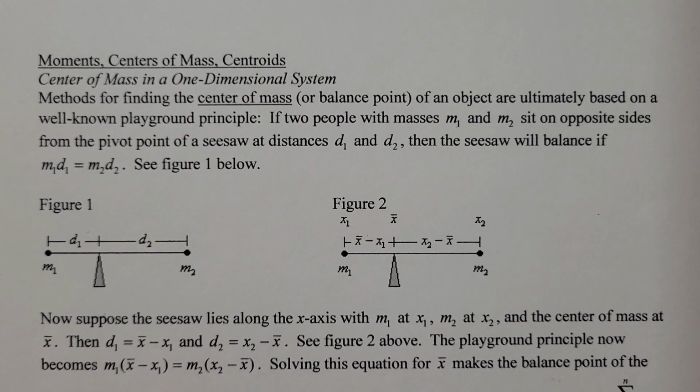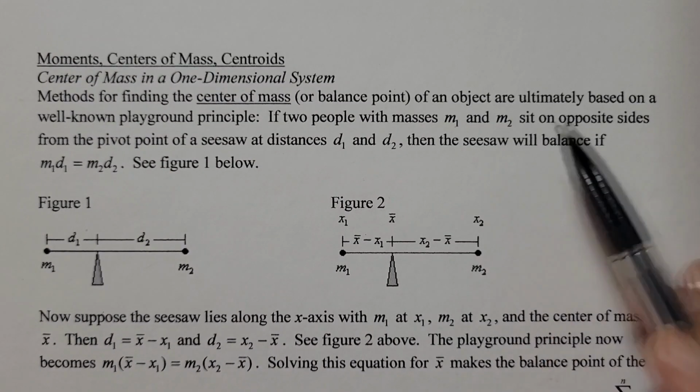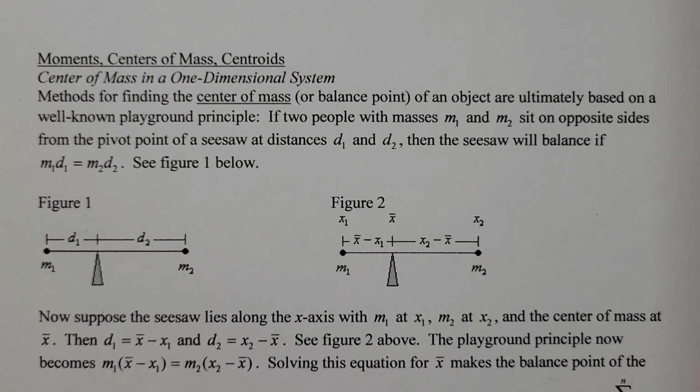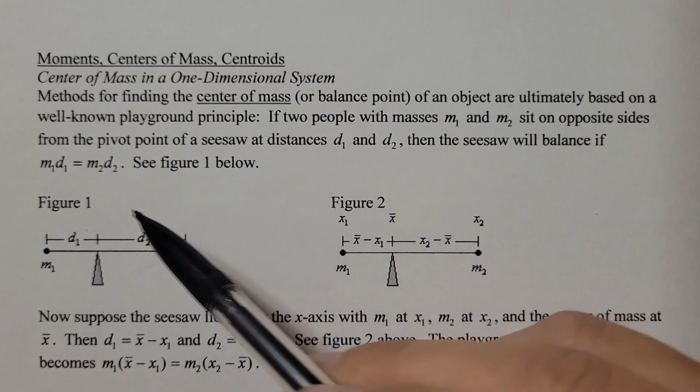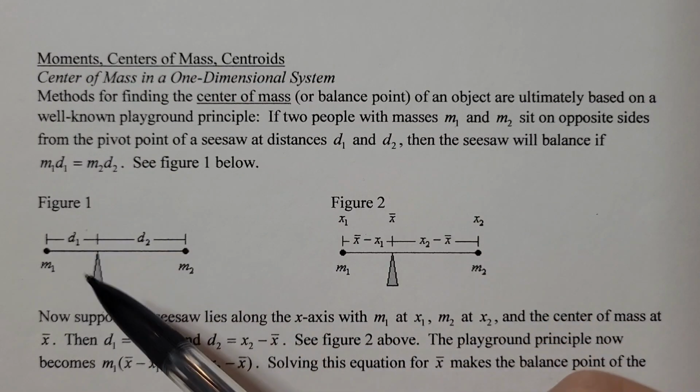Methods for finding centers of mass, or a balance point of an object, are ultimately based on a well-known playground principle. Okay, if two people with masses m1 and m2 sit on opposite sides from the pivot point of a seesaw at distances d1 and d2, then the seesaw will balance if m1 times d1 equals m2 times d2. Okay, see figure 1 there.